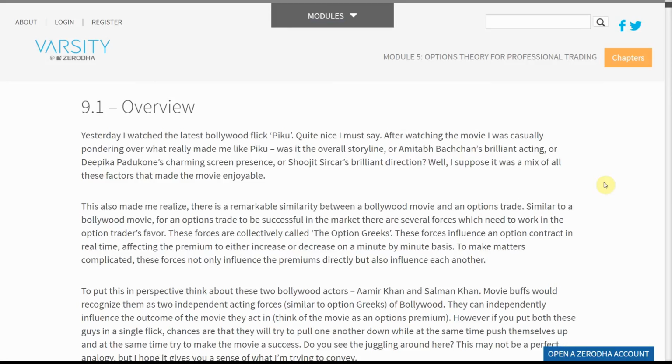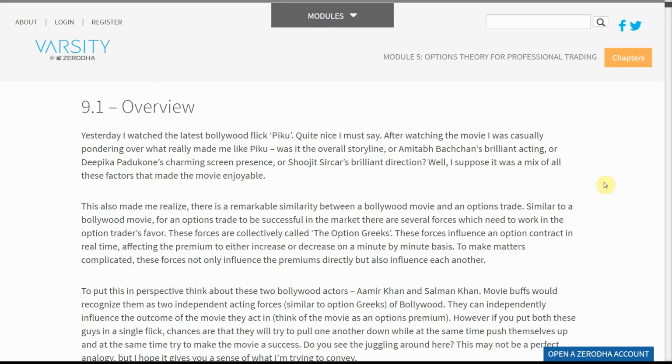After watching the movie, I was casually pondering over what really made me like Piku. Was it the overall storyline? Or Amitabh Bachchan's brilliant acting? Or Deepika Padukone's charming screen presence? Or Shoojit Sircar's brilliant direction? Well, I suppose it was a mix of all these factors that made the movie enjoyable.